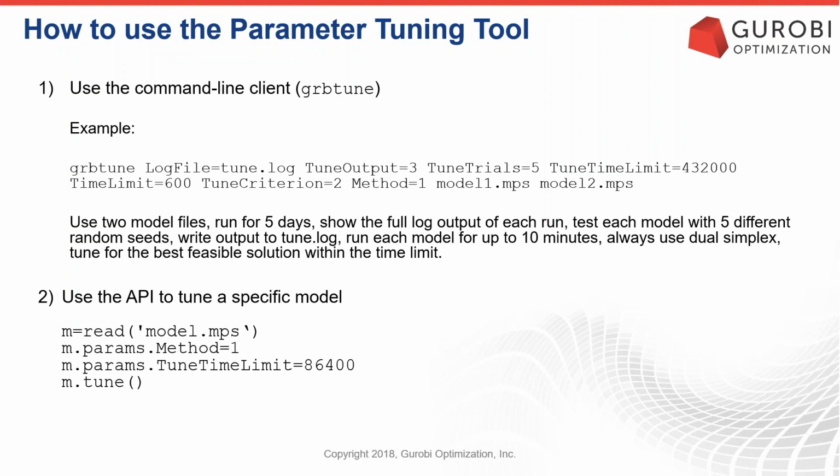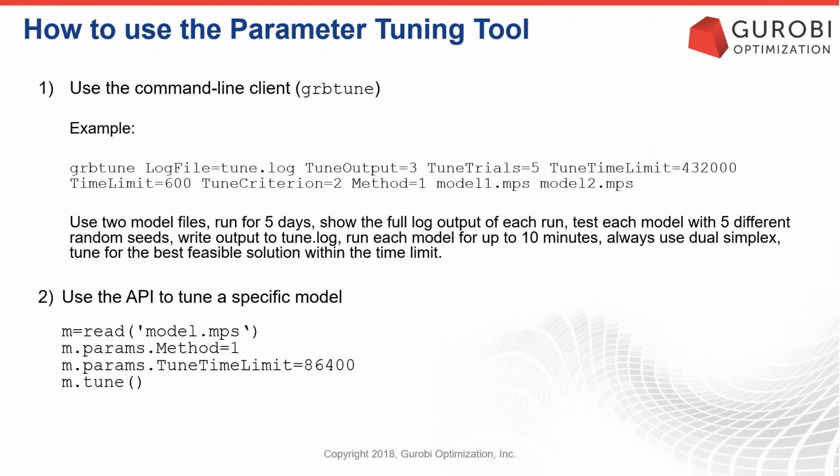What you can also do is fix parameters. So you fix them and Gurobi will not change them as part of the tuning. For example, method equals 1 means you always use dual simplex. And then you provide a list of model files that you want to use. For example, here we use 2 MPS files, and that's it.